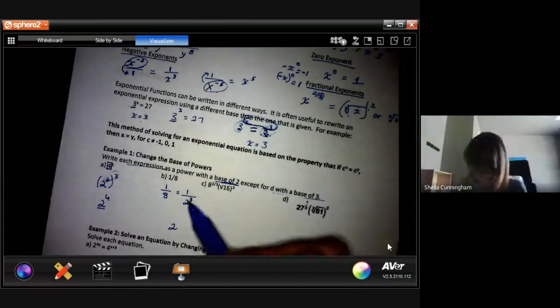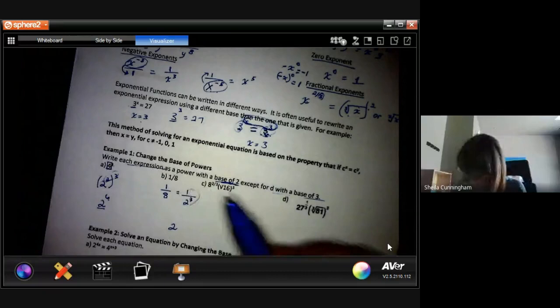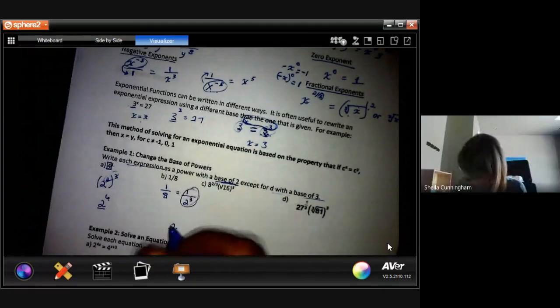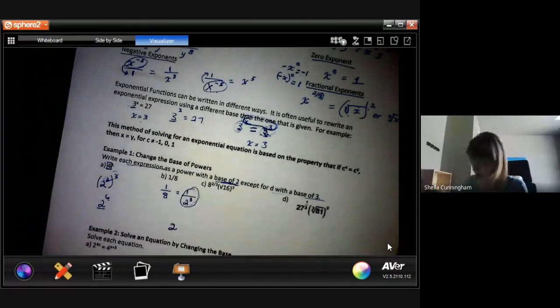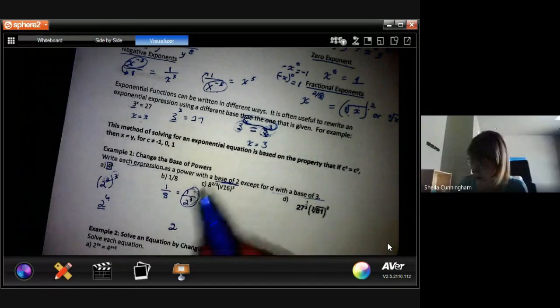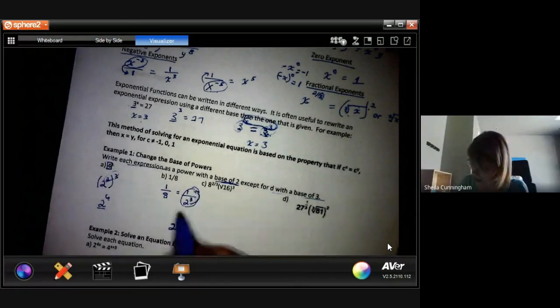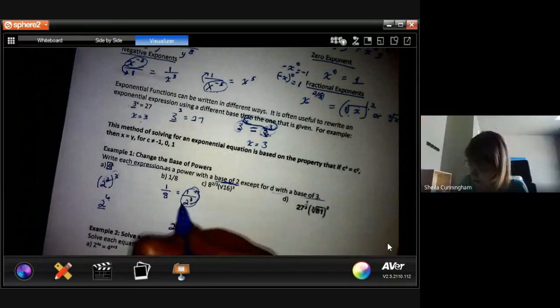So in this instance, how do I make this go from here to just having a 2 without the 1 and have a power of something? Well, I can rewrite this. This is a positive exponent down here, right? For this instance, I could actually move this whole thing up to the numerator, right?